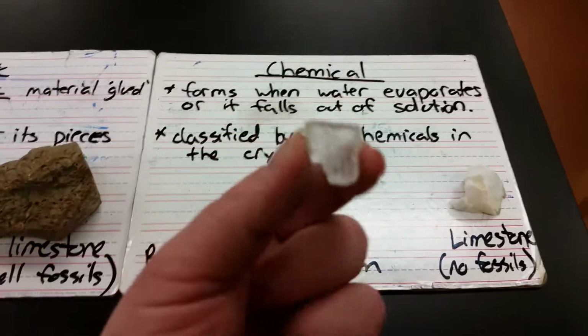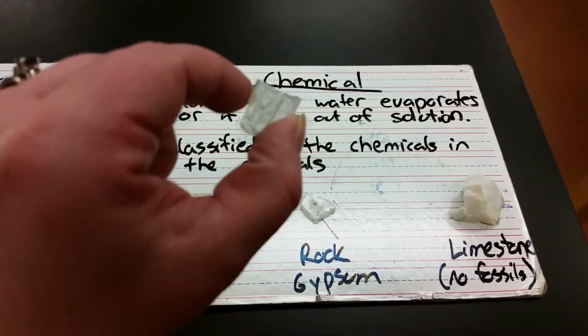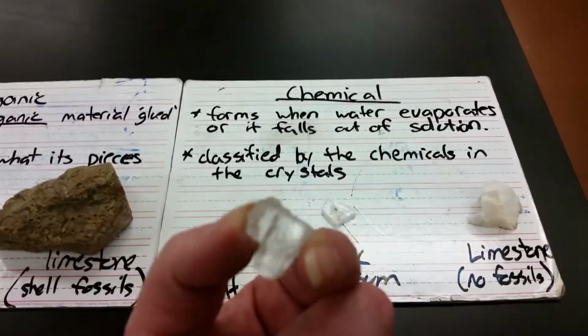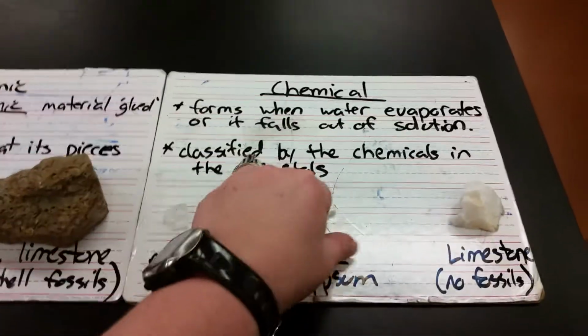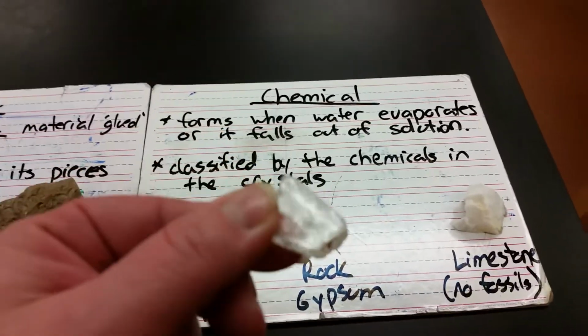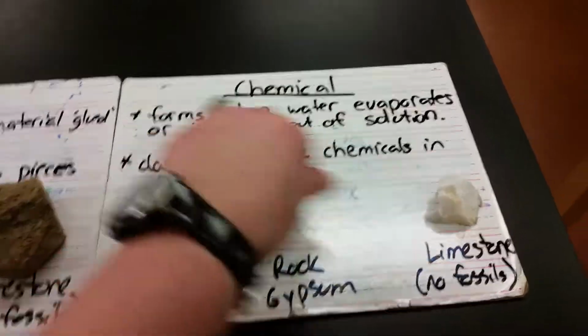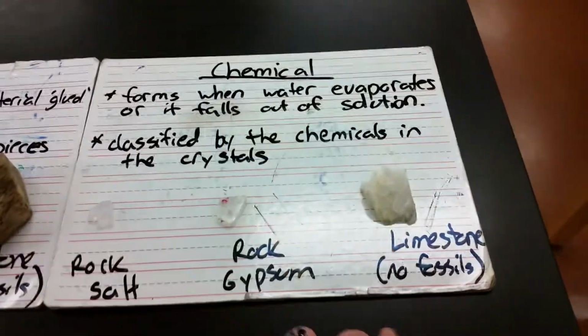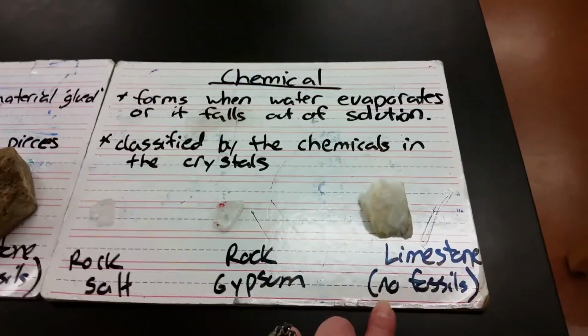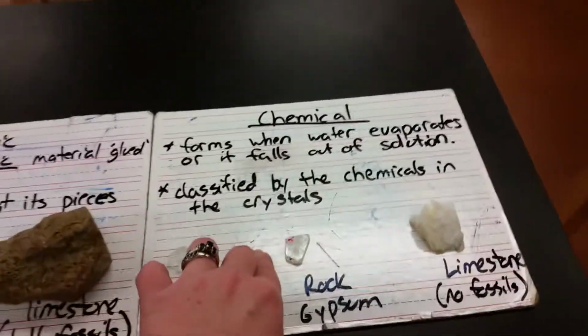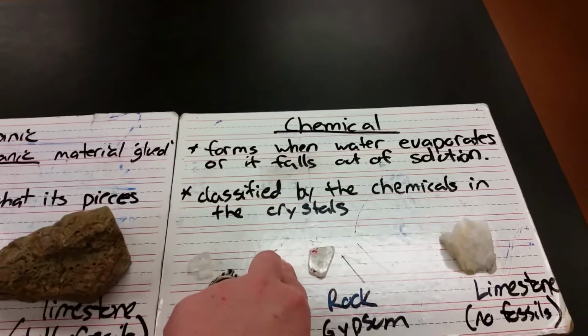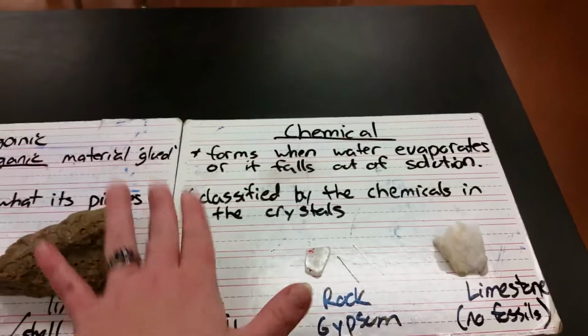But let's start with rock salt. Rock salt is pretty much the mineral halite, but in the form of a rock, so a little bit bigger chunk. Rock gypsum, same principle here. It's gypsum, but it's from a rock. And then we have limestone, and this is the kind without fossils, like you would find in a cave. So chemical environment tends to be things like a cave or an ancient ocean, and that water evaporates away, and we get some of these examples.